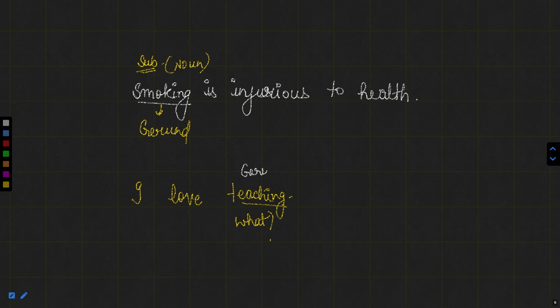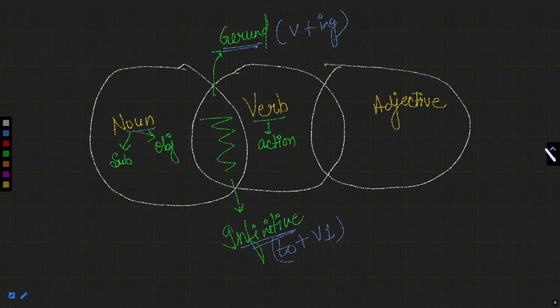This teaching is again a gerund because it is again verb plus ing and it is behaving like an object in the sentence. So if any verb plus ing behaves like either a subject or the object in the sentence, it is known as gerund. So the gerund is a non-finite verb. I hope this is clear to you all. Now let us move to the diagram again.